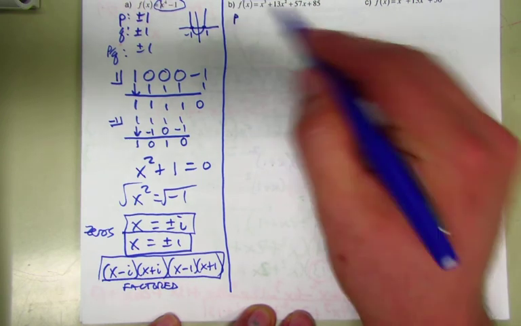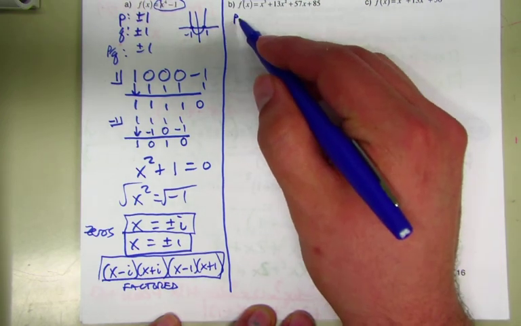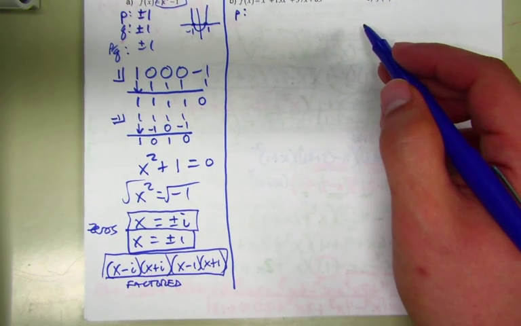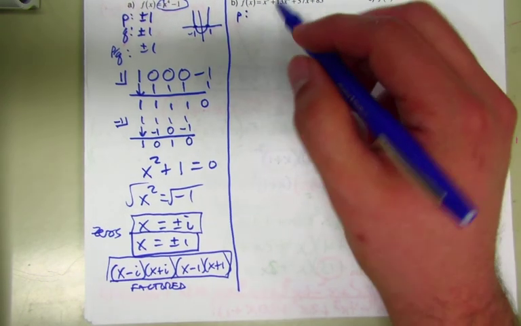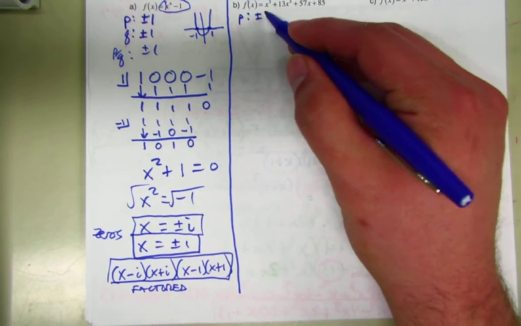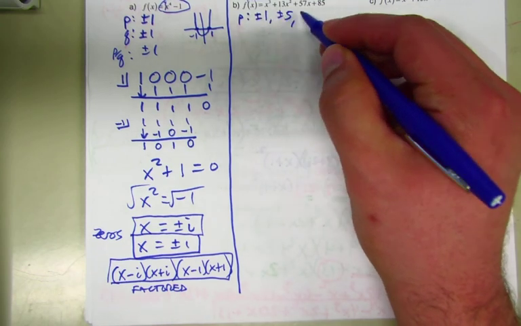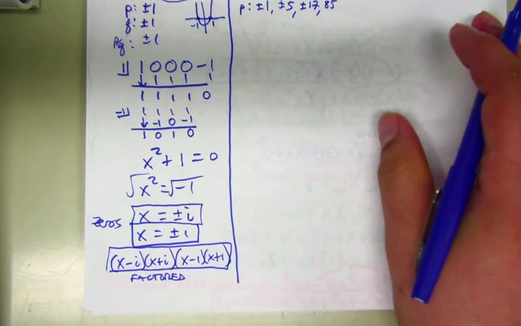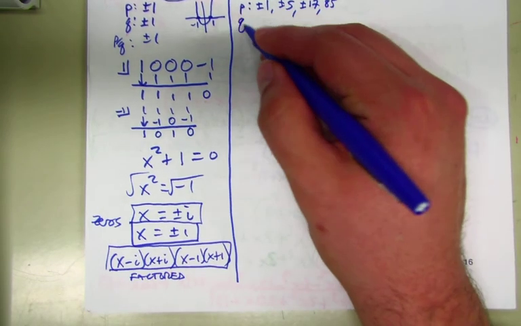Actually, maybe we'll just do them both together, just so I have the notes online. What are the factors of 85? Too many. It's actually not that many. 1, 5, 17, and 85. That is correct. What are the Q values?